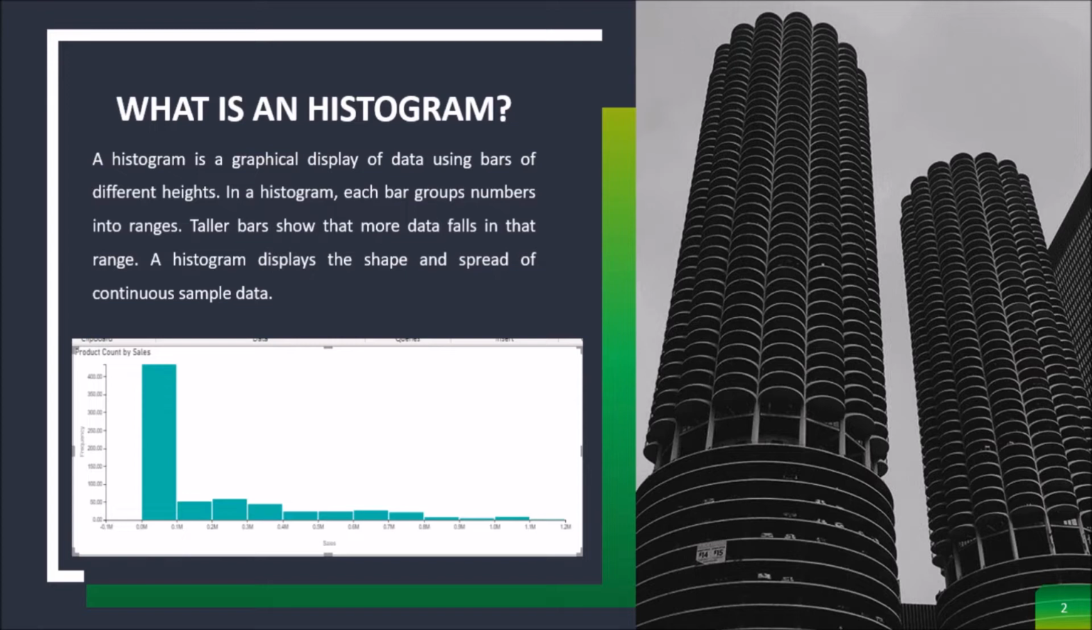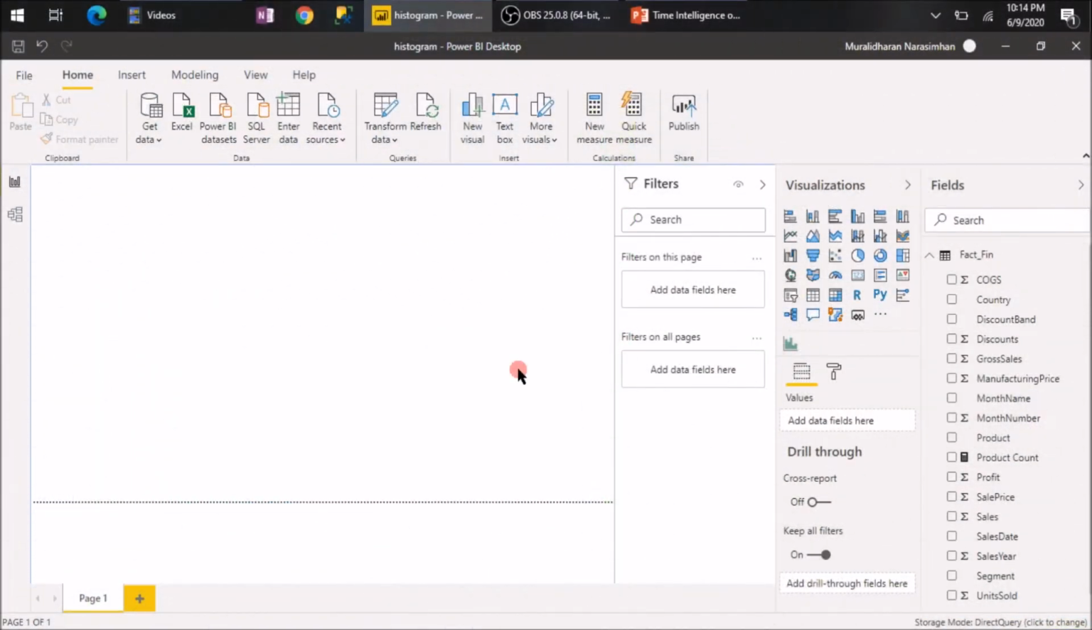To make it simple, it's basically comparing two measures against each other. So it could be sales against some customer count, or revenue against product count. It is a way of comparing two measures against each other without an actual dimension in play. Now that we understand what a histogram is, let's see it in action.